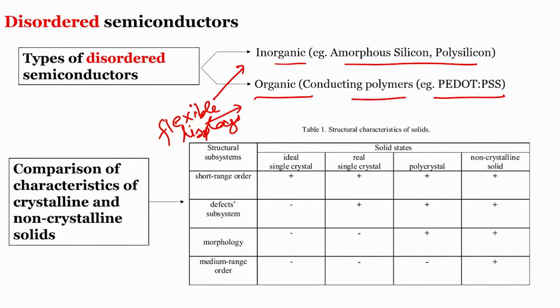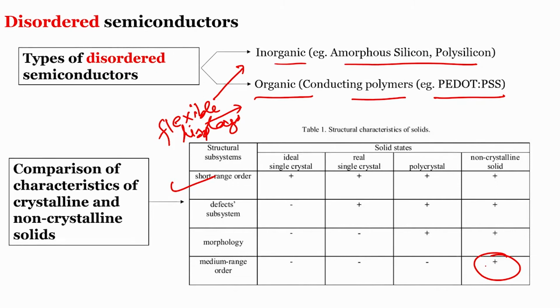And then we presented a comparative analysis of how these three structurally different kinds of silicon fare in terms of their subsystems. Short range order is present in all of them. The defect subsystem is again present in all of them. Morphologically, single crystal silicon stands out compared to polycrystalline and amorphous silicon. And medium range order, as we discussed, which is not even locally ordered, is present only in amorphous silicon.